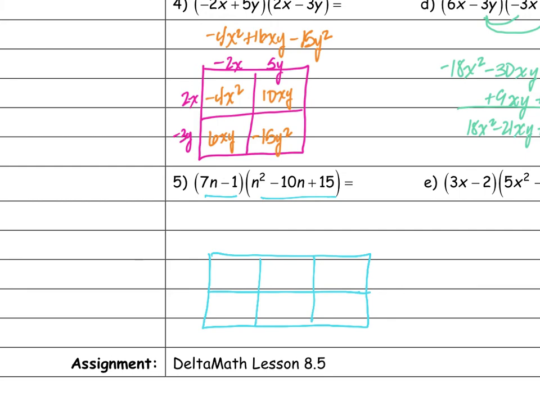Okay, so it doesn't matter if I'm doing the 2 on my rows or the 2 on my columns. It basically is what I'm saying. Okay, so here I go. So this is 7n minus 1. And then I have n squared minus 10n plus 15.